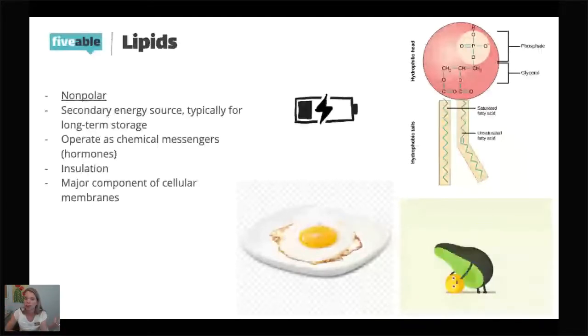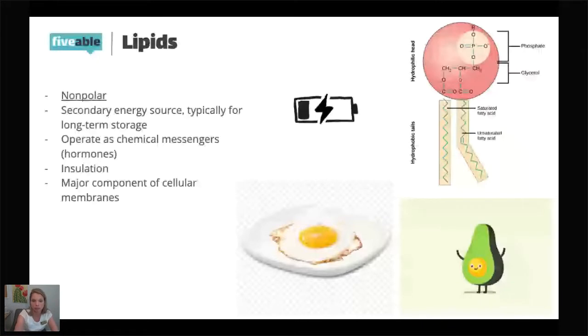It can also operate as chemical messengers. So all of your hormones are going to be based in lipids because they're nonpolar. They don't dissolve in water. It can be insulation. So when you go outside and it's cold, it doesn't murder you. And finally, they're major components of cell membranes. So we're going to get to that in just a second.